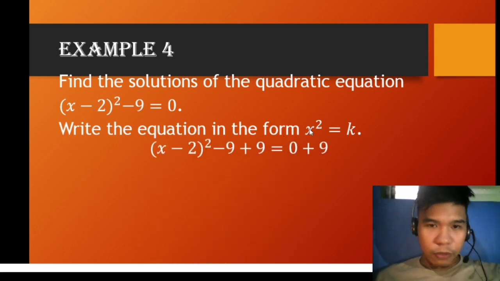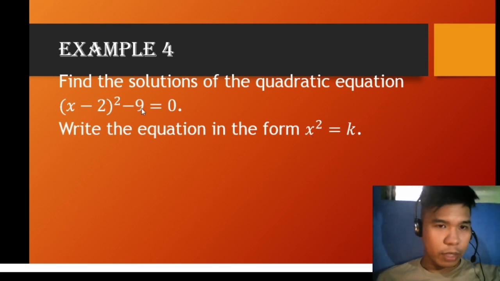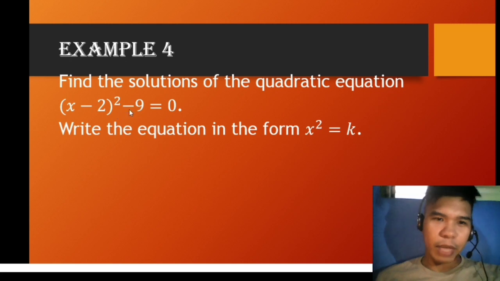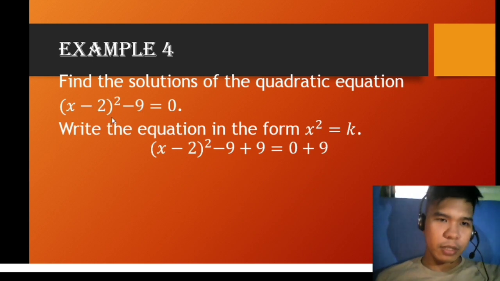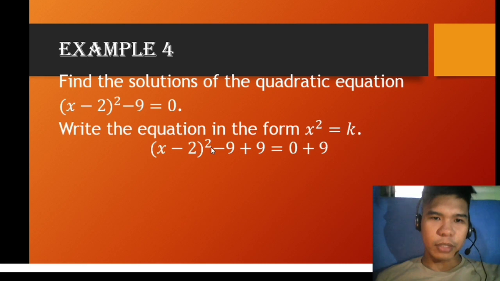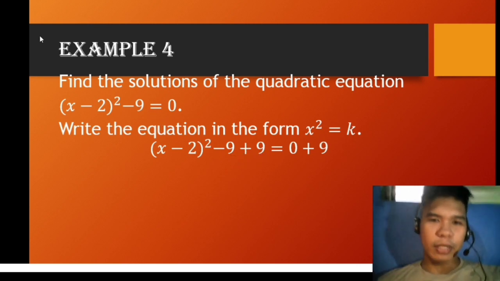So what we're going to do first is to eliminate negative 9 here. So to eliminate negative 9 here, we need to add again 9. So you copy first this whole term, quantity x minus 2 quantity squared, and then you copy minus 9. So you will make this 0, so you need to add 9. Again, this is an equality.